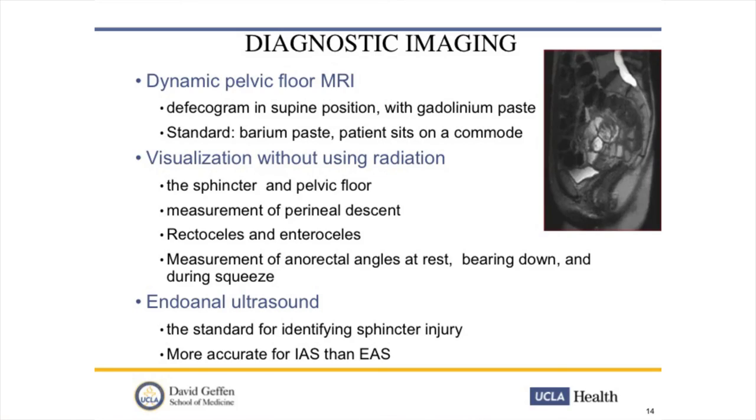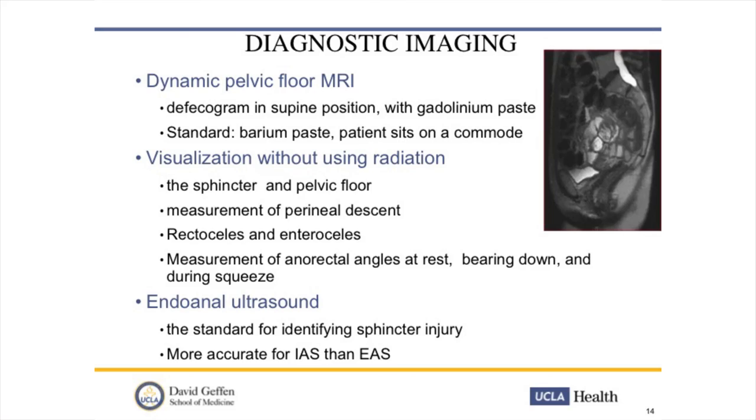Not pleasant, right? So now the radiologists figured that out, so now there's a dynamic pelvic floor MRI. It's the same idea as a defecogram, except they're in the supine position, they're getting their gadolinium, there's no radiation, but they're able to still assess the sphincter and pelvic floor function, and assess the perineal descent. This is a great study for diagnosing rectocele and enterocele as well, and the anorectal angles that we talked about, at rest, bearing down, and squeezing pressures. These are great things, especially if you're considering surgical evaluation.